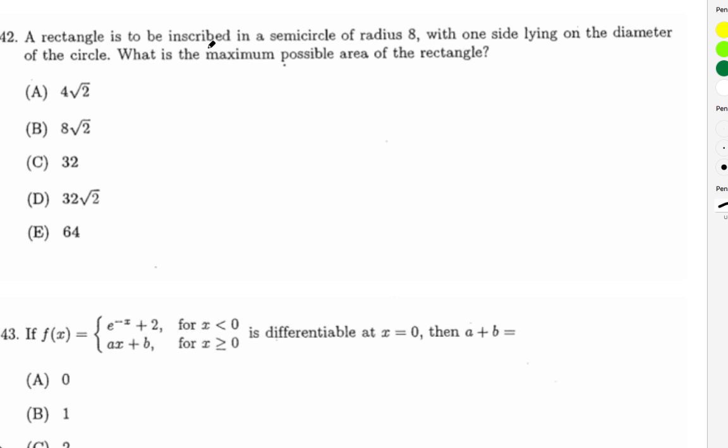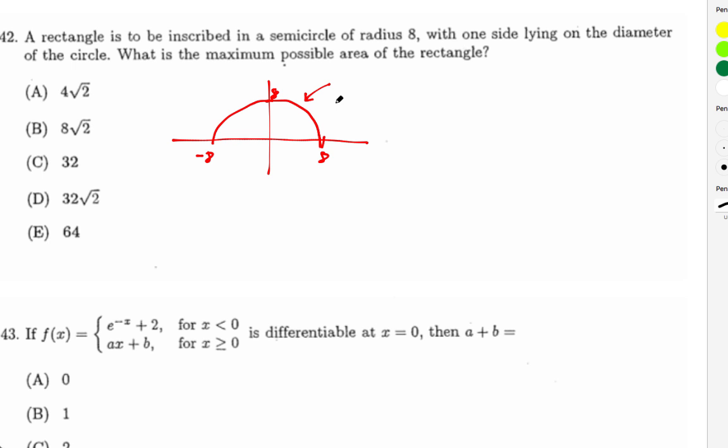A rectangle is to be inscribed in a semicircle of radius 8. Okay, so here's our semicircle of radius 8. So that would be 8, and that would be -8, and this right here would also be 8 because the radius is 8. So what is the equation of this?